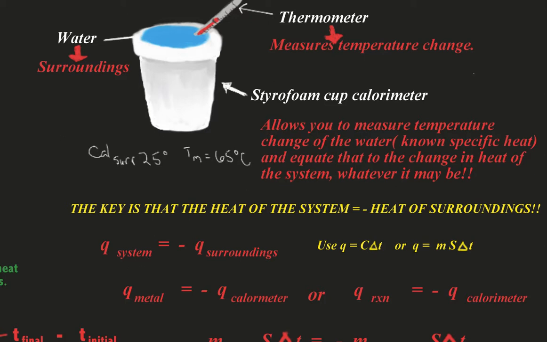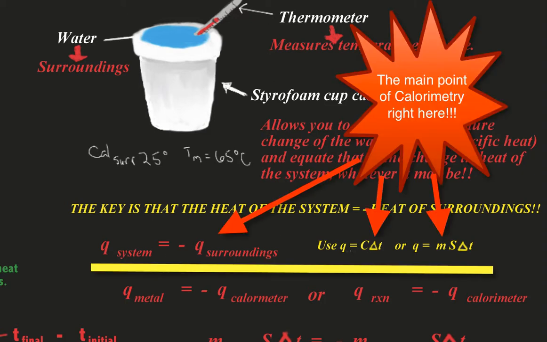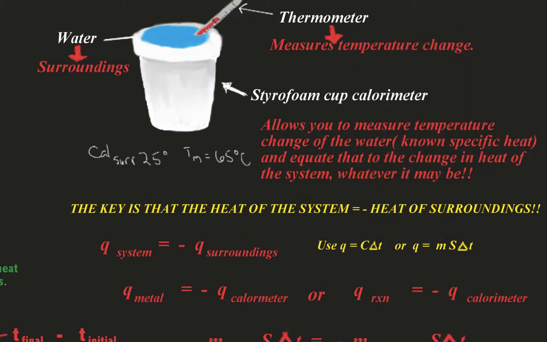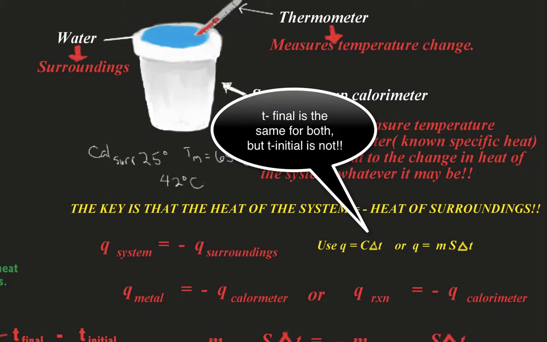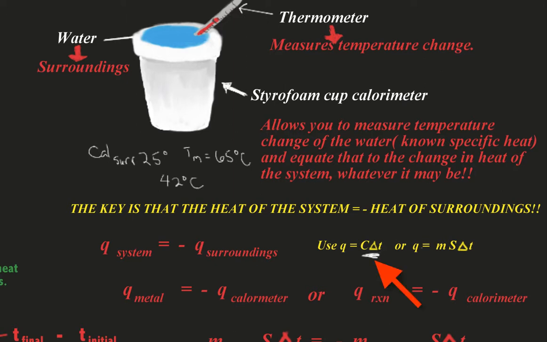So what you would do is use this concept here. You would use the fact that the Q of the system equals the negative Q of the surroundings, and depending on what's given, you're going to use Q equals C delta T or Q equals m s delta T. So in this case, the Q of the metal will equal the negative Q of the calorimeter, being the surroundings, the metal being the system. And they will both end up at the same final temperature. Let's say it was 42 degrees Celsius. And because I didn't give you a mass, you would have to use the C delta T equation.